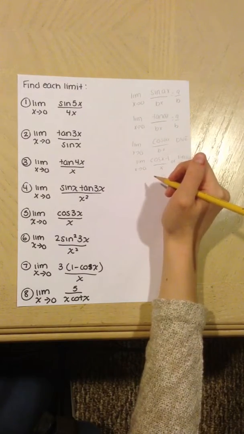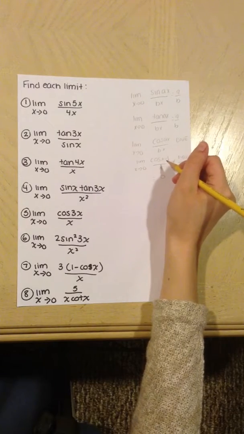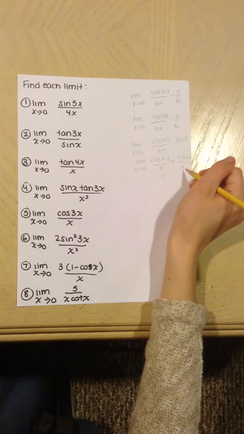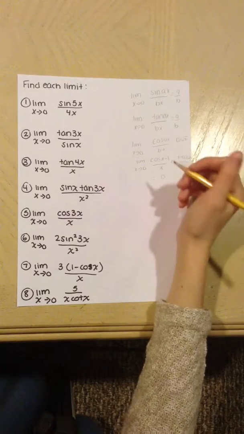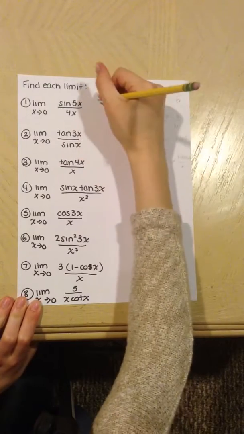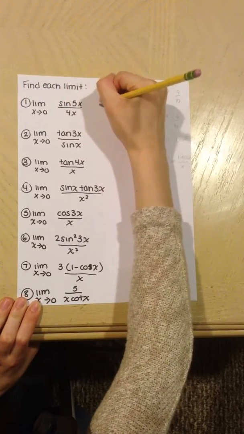And the limit as x approaches 0 for cos of x minus 1 over x, or 1 minus cos x over x, is 0. So for this first one, this will match this one. So it'll just be the ratio of 5 over 4.